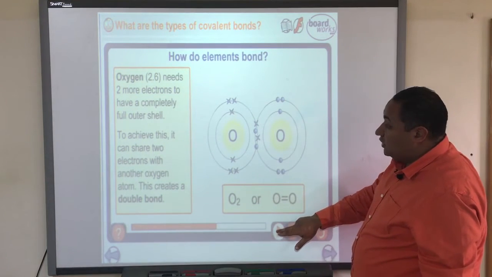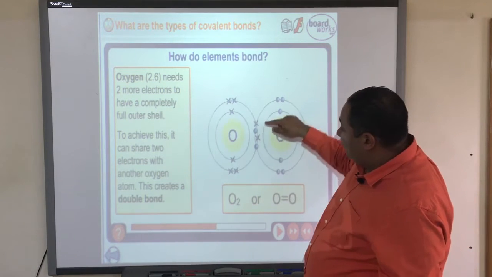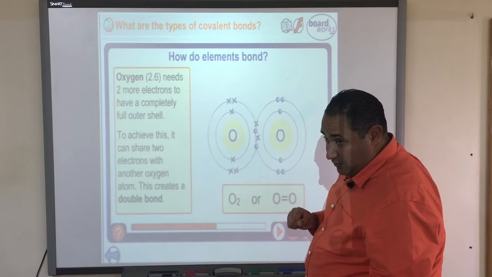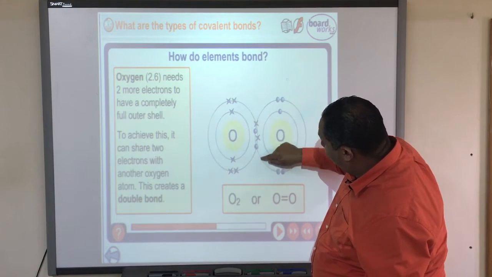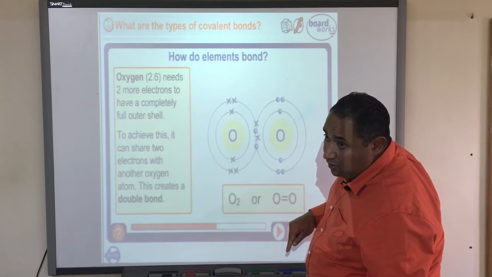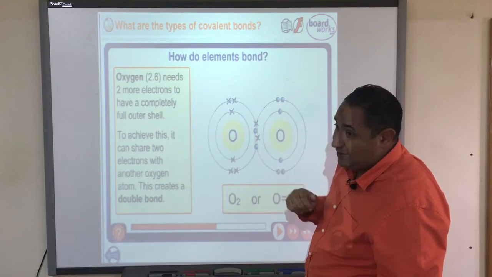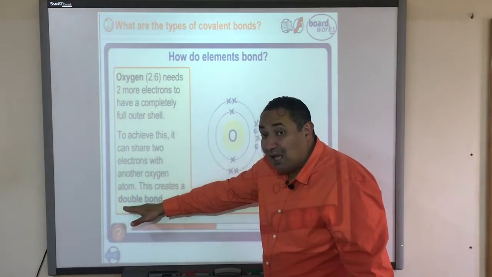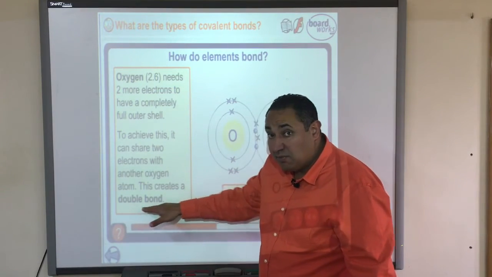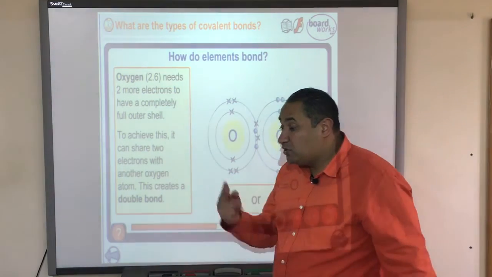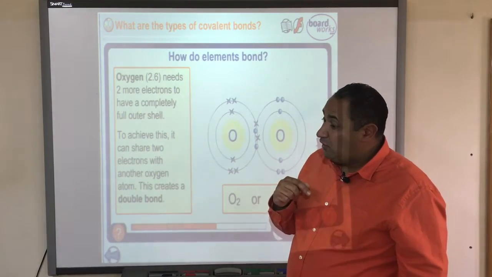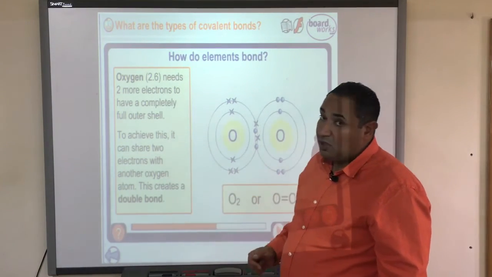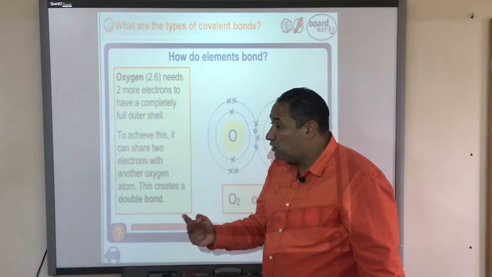Okay, oxygen. Let's see another example. So this is here, the oxygen, each one shared 2 electrons. So I have here in the middle 1, 2, 3, 4, which is 2 pairs of electrons, and this is what we call a double bond. We call this a double bond because each atom shared 2 electrons. If an atom shares one electron, this is a single bond. If the atom shares 2 electrons, double bond.